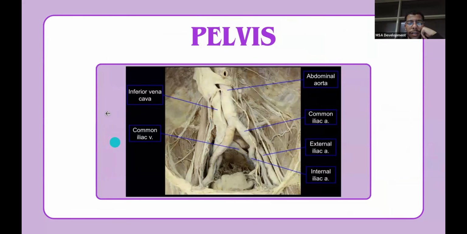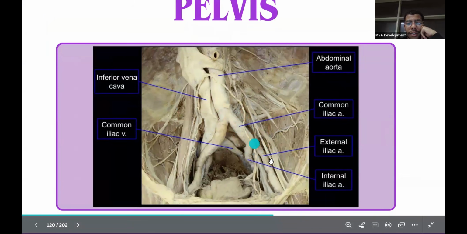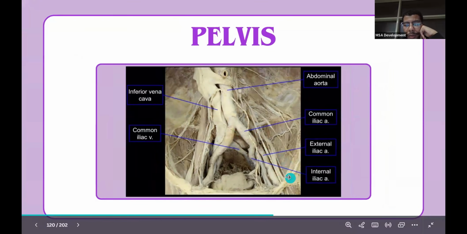Here are again the vessels. But to be honest, this is quite simple. Here we have the aorta, common iliac, and the internal iliac, external iliac. That's it. There's really not much to it.